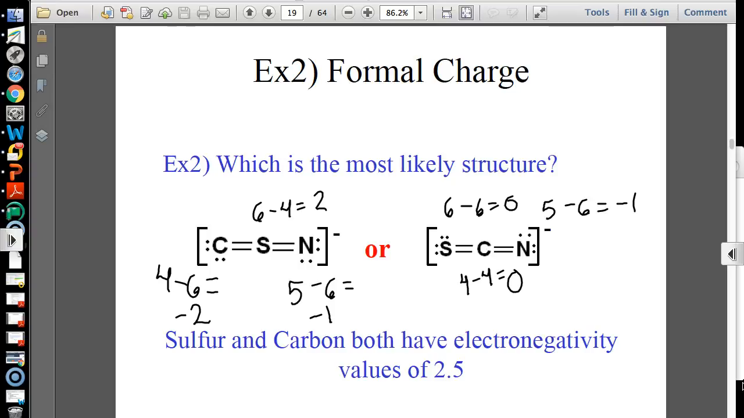So there are 3 ways to check yourself before you turn in a paper with the Lewis structure on it. Count up your valence electrons, make sure it's the right number. Then also make sure everything has a full octet, and then also check your formal charges. They should add up to the correct charge.